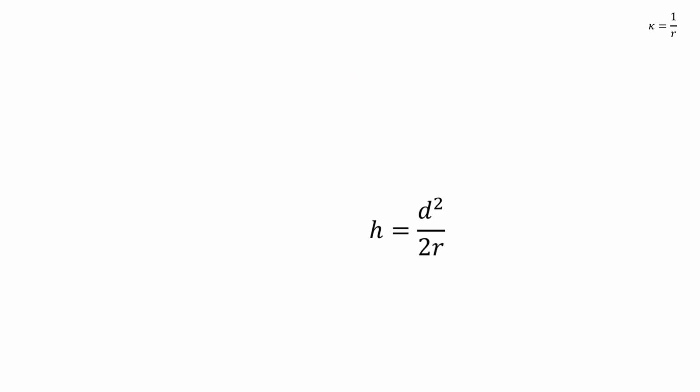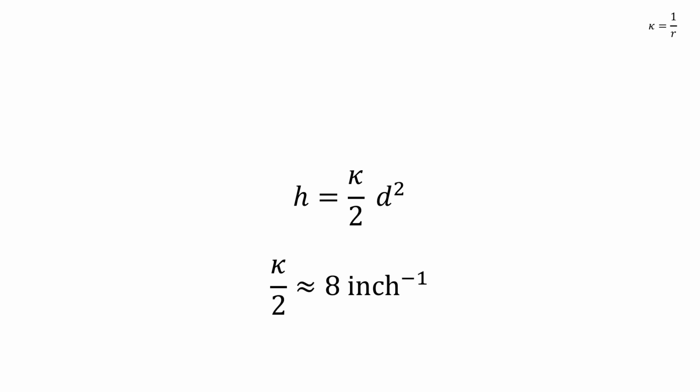Remember how I said that the inverse of the radius is curvature? Well, this becomes this expression then. If you take your distances in miles, then k over 2 is approximately 8 reciprocal inches. Yes, flat earthers, units are important.